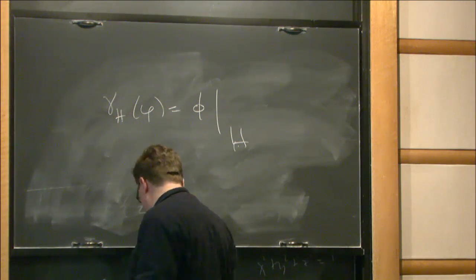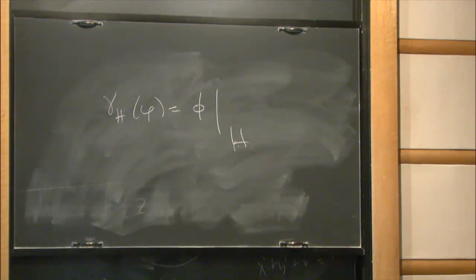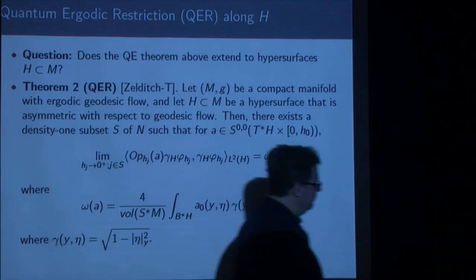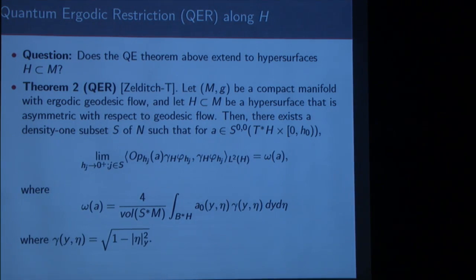It's just a restriction map. So we do the same thing. We look at matrix values of restricted eigenfunctions. In this case, H is some hypersurface. There's some asymmetry condition with respect to the geodesic flow. So the asymmetry condition means the following.